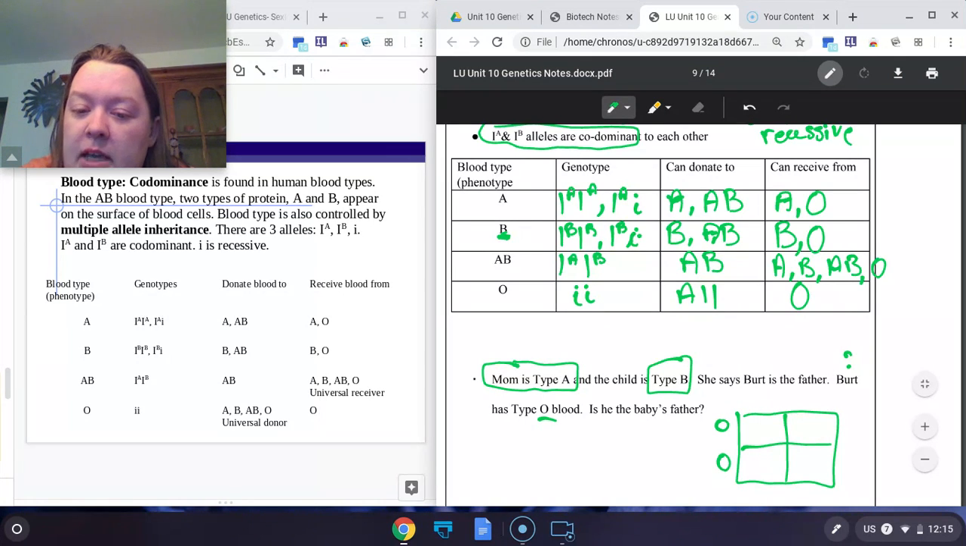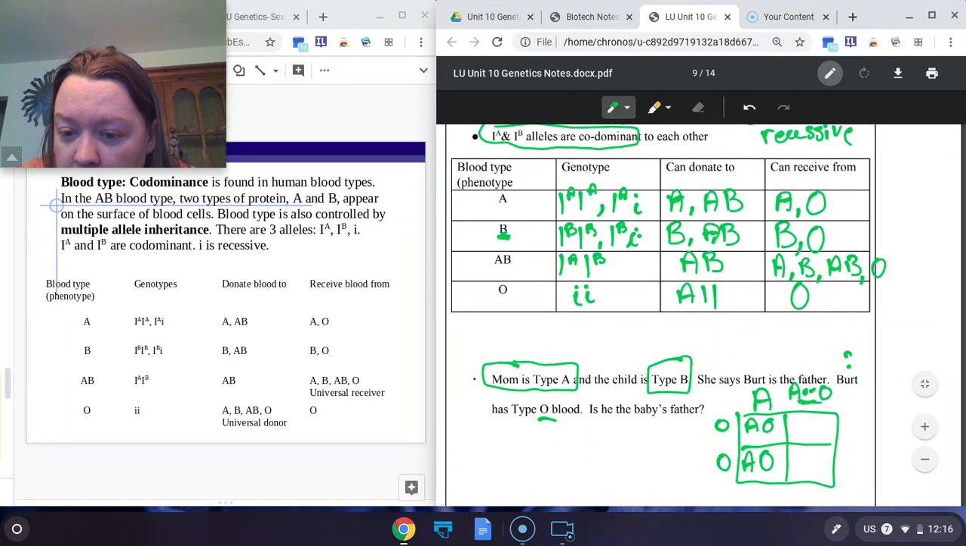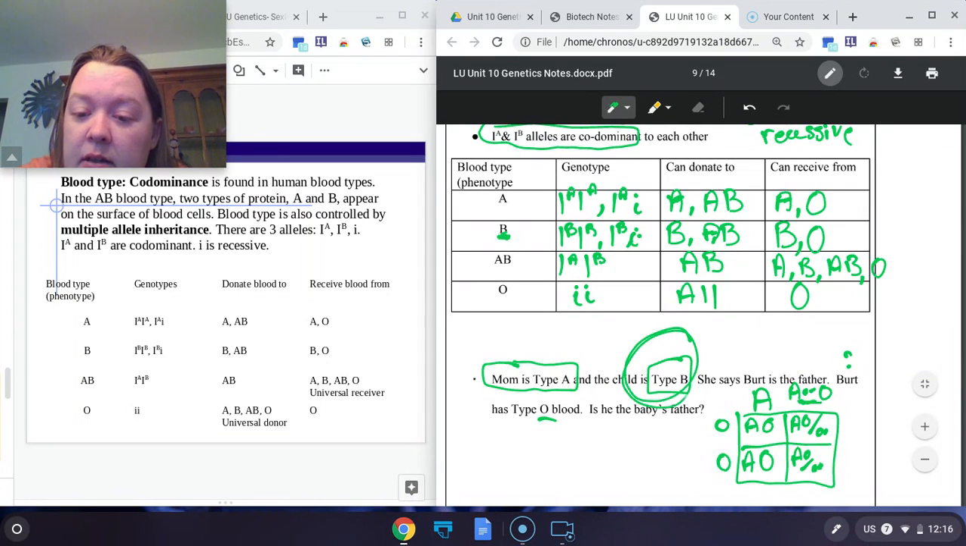Okay. Mom is A. Now we know that mom could either have 2 A's or an A and an O. So we don't know which one she has here. It's either an A or an O. We don't know. Well, I can fill this square out to the best of my abilities. Here it's either going to be AO or OO. We don't know. Same here. However, the child is B. Do we see a B in any of the possibilities?